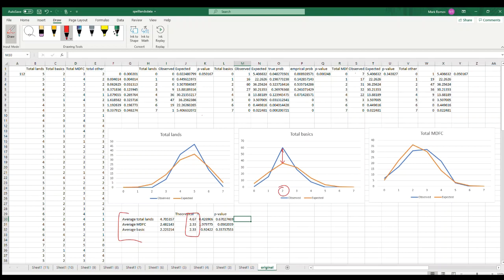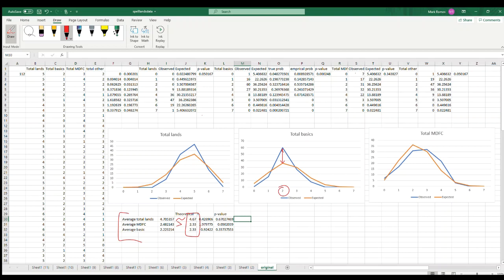But what can we see here? What we can see here is that the average total lands is 4.7, and that is close to the theoretical, which is 4.67. The average MDFC is slightly higher than the theoretical. And actually, this difference is... no, this is still not statistically significant, strictly at a 0.05 level. But you can see that this is higher, and then this one is lower.